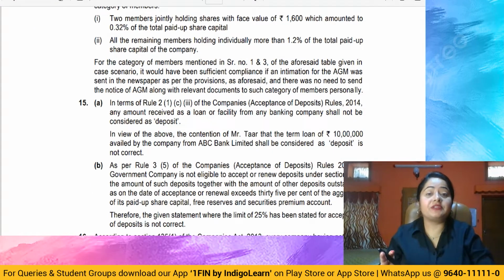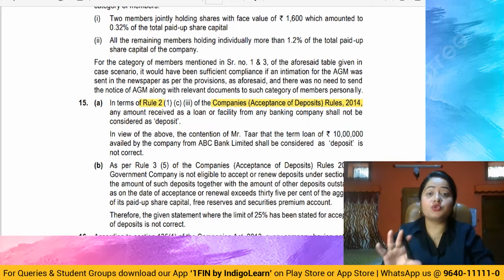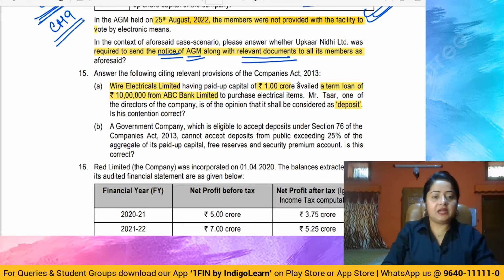Now, in our chapter number 5 relating to acceptance of deposits, we have discussed Acceptance of Deposits Rules 2014, in which rule number 2 talks about what should not be considered as deposit. In that, we know that if any loan facility is provided by a banking company, it will not be considered as deposit. So, this is a very, very simple question. This 10 lakh rupees of loan which is received by the company from ABC Bank Limited shall not be considered as deposits.